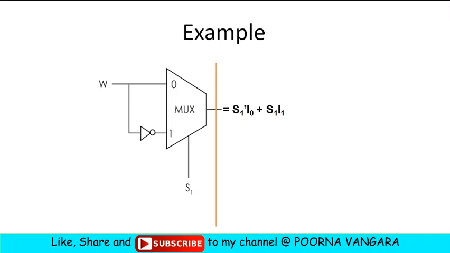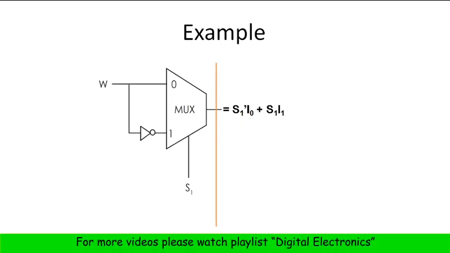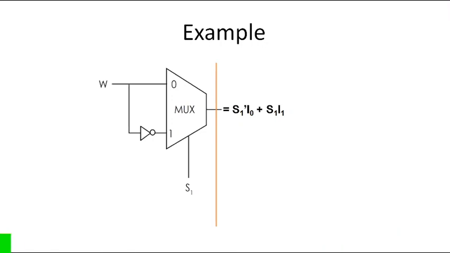Now what is the second step? The next step is simply to substitute the input values. Here please don't get confused. Here the selection line value is given as S1. We are using the same value S1 as it is, and this S1 does not have any other input. So we use S1 dash, which indicates 0, so that is S1 dash I0, and S1 indicating 1 means I1.